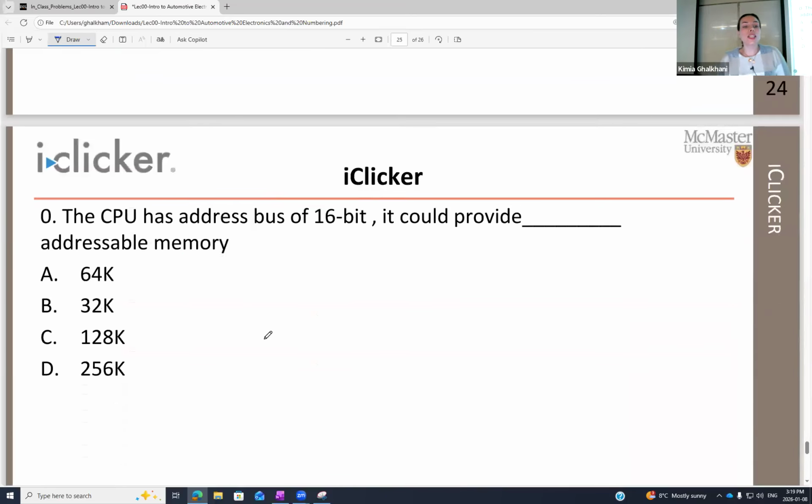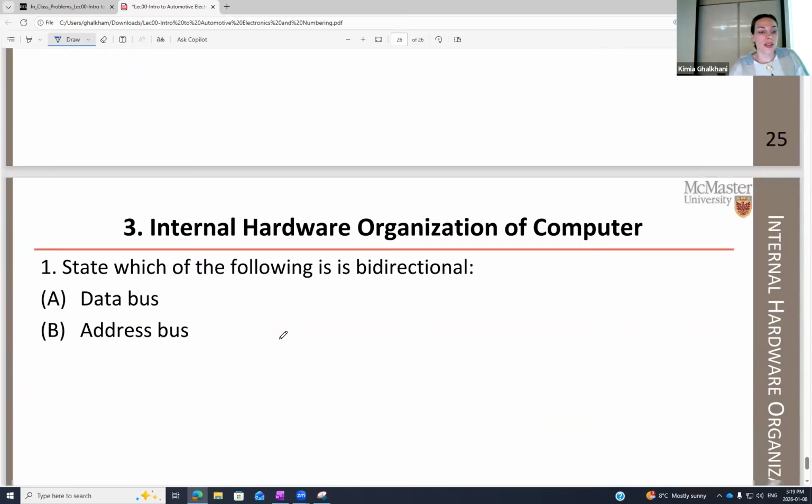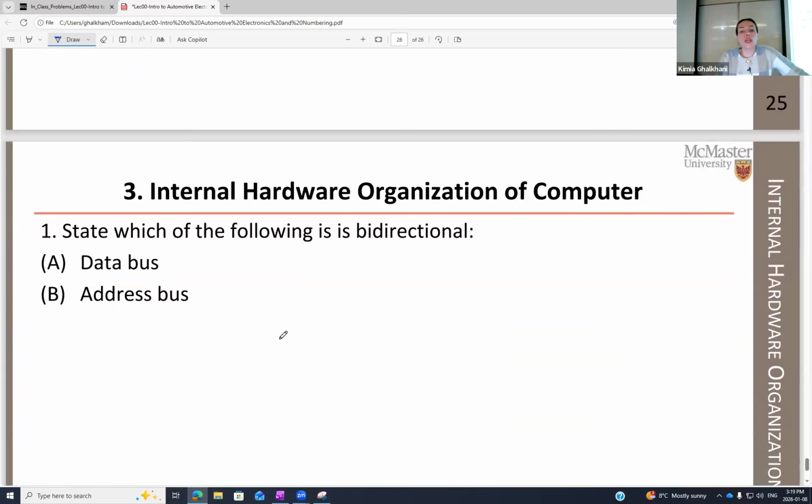Next, the CPU has an address bus of 16 bits. It could provide which kind of memory? 64K. That's correct. And the very last question, state which of the following is bidirectional. Data bus, address bus. I explained this during the lab. Data bus.